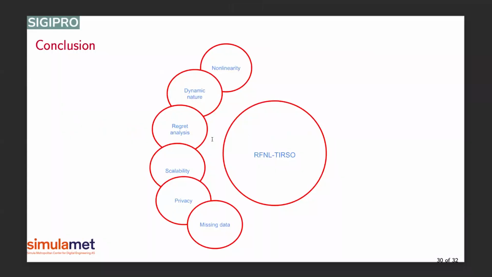So we propose a nonlinear topology identification algorithm, which is capable of learning the nonlinearity using kernel methods coupled with random features. And we propose an online solution with sufficient theoretical guarantees in the form of dynamic regret. The separable feature of our algorithm gives scalability to the approach. And apart from that, we have two extensions in the form of privacy and missing data.